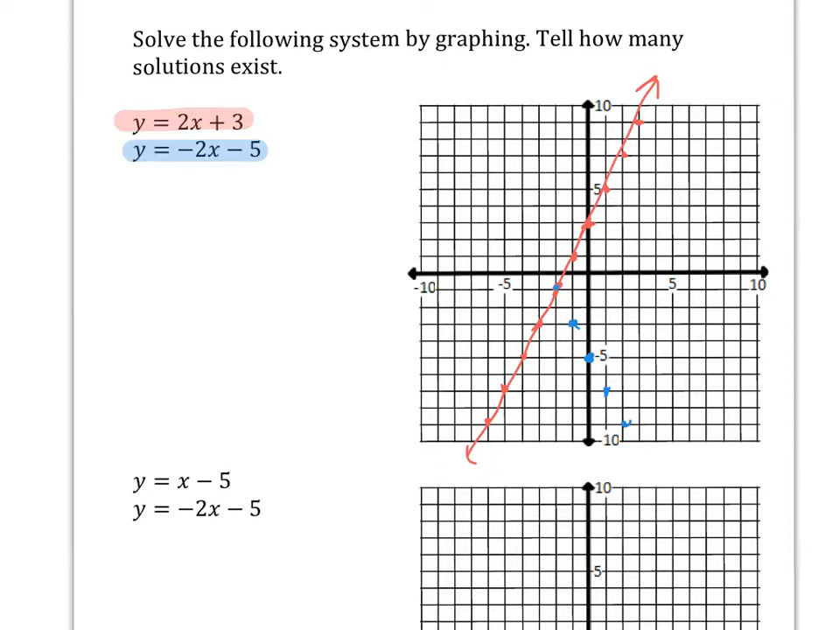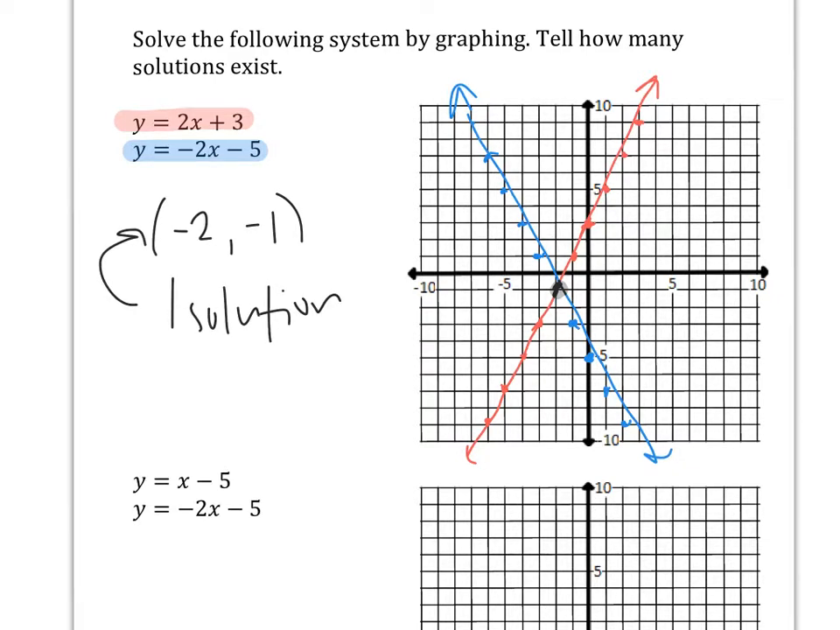And I see where they cross, but I'll continue to make points on the line. And that one, let's fix that a little bit there. The one spot where they do cross would be right about here, which is (-2, -1). So that's the solution. So there's one solution, and it's at (-2, -1).